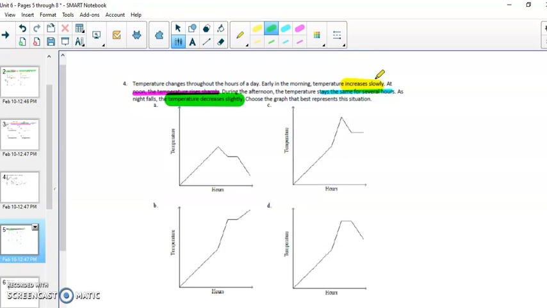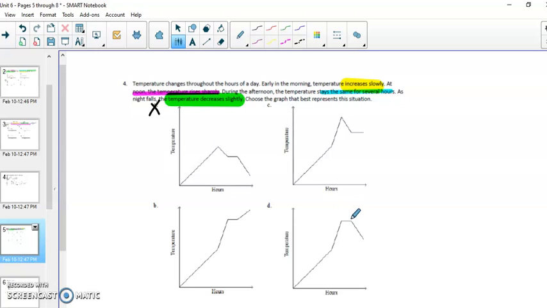Then at noon, all of a sudden it gets a lot hotter. So a sharp increase would look like this. So that means I can eliminate letter A. Stays the same for several hours. Well, that's a key piece. That means it gets flat. So steady increase, sharp increase, and flat.